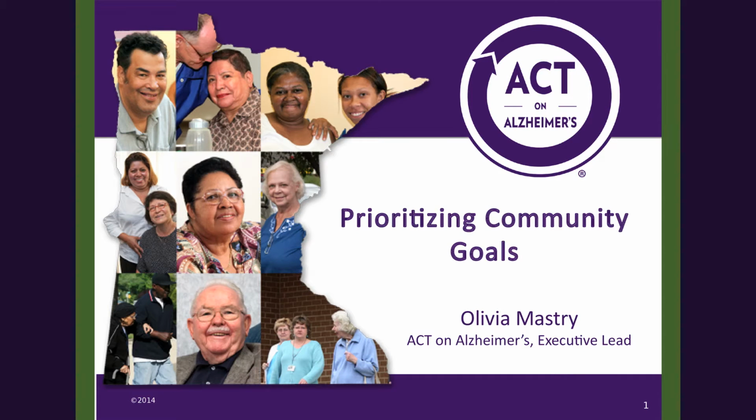This webinar is entitled Acting Together, Prioritizing Community Goals. The purpose of the webinar is to help you review the goals identified during your community assessment phase and prioritize those high priority goals and responsive actions you might undertake together as a community to foster dementia friendliness. My name is Olivia Mastry and I'm Executive Lead for ACT on Alzheimer's.